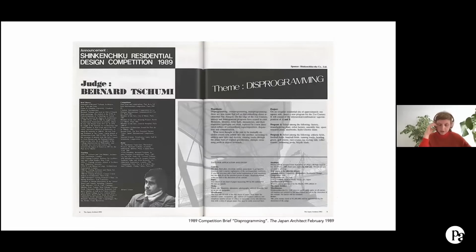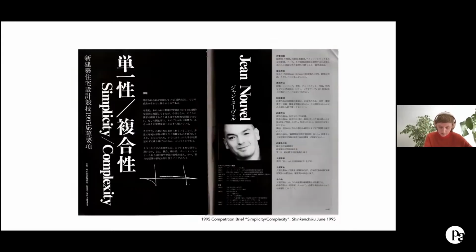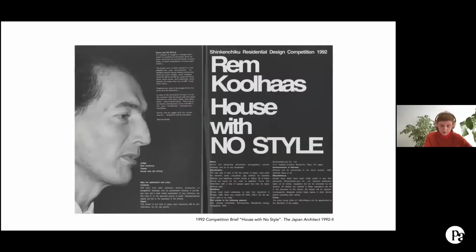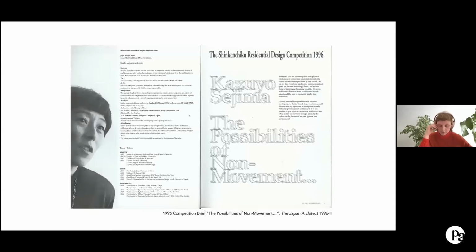This paper explores the intricate logic behind the Shinkenchiku design competition in order to illustrate how the dialectic strategies proposed by the jurors have successfully resulted in solutions not contained in either program or this program, simplicity or complexity, plan or planless, style or no style. It takes as a tangible case study the 1996 edition of this competition, in which judge Kazuyo Sejima set yet another dialectical theme, namely that of the possibilities of non-movement.